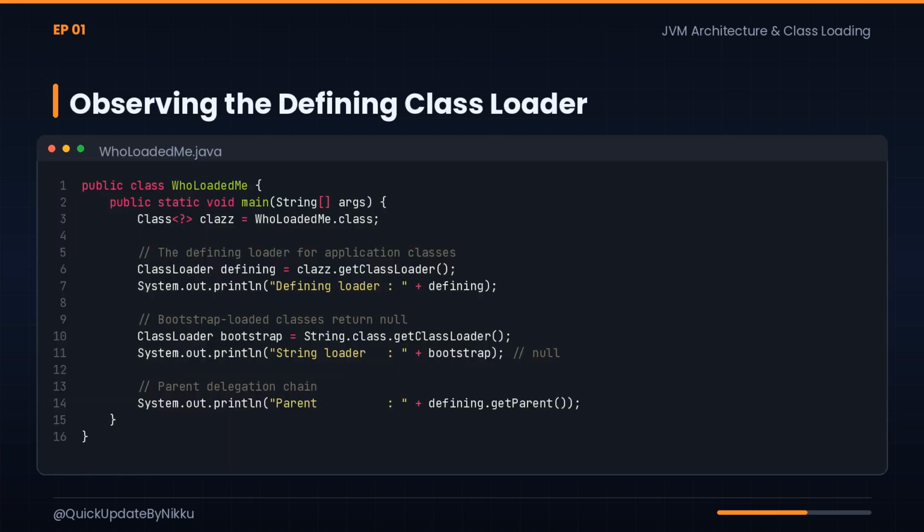Calling getClassLoader on a class object always returns its defining loader, the loader that actually supplied the binary data. Bootstrap-loaded classes like String return null because the Bootstrap class loader is implemented in native code and has no Java object representation. Calling getParent walks the delegation chain, which is how the JVM enforces the parent delegation model we will explore in the next slides.